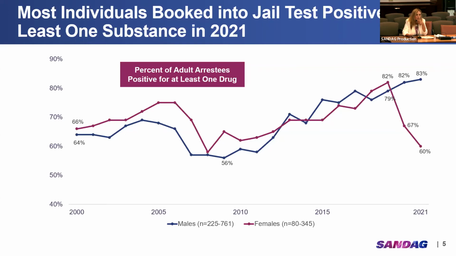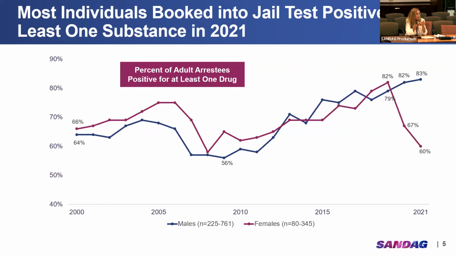So what this slide shows is the percent of adult males and females since 2000, when we improved the sampling data, who tested positive for any substance. And the substances we test for are marijuana, cocaine, crack, opiate, so it could be heroin or prescription opiate, methamphetamine, and PCP. And in 2021, the males who were booked into one of our local adult detention facilities was the highest it's been in 22 years. 83% tested positive for at least one drug.